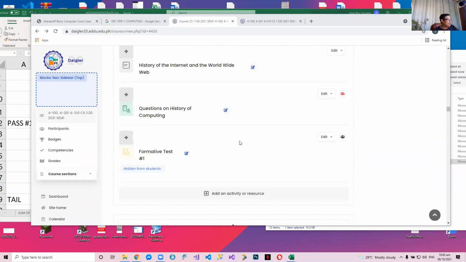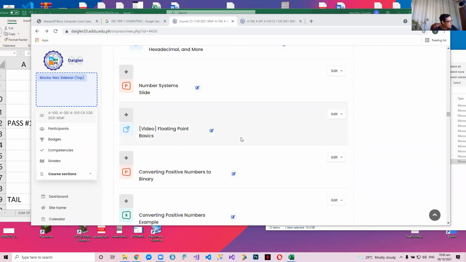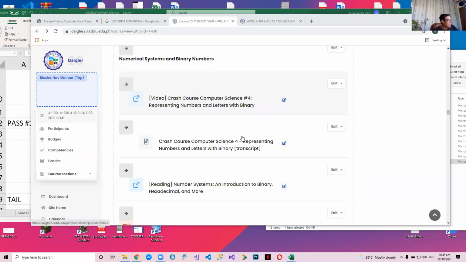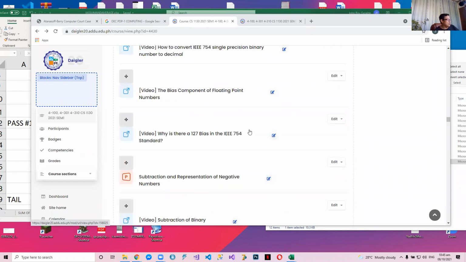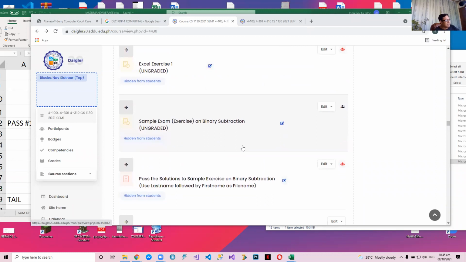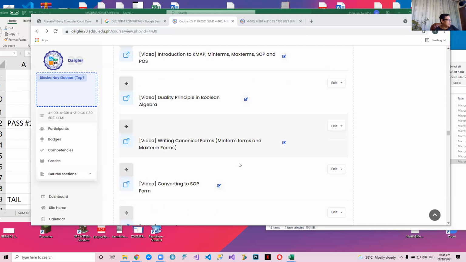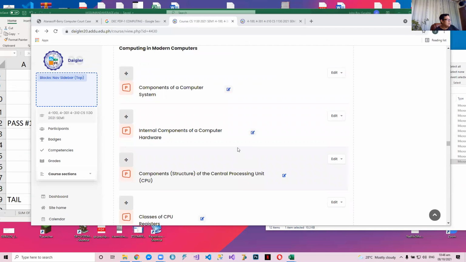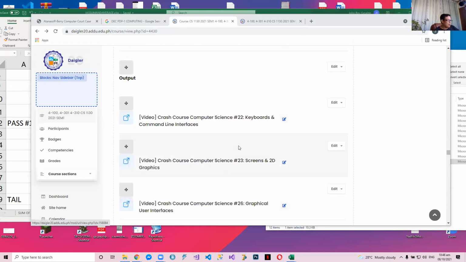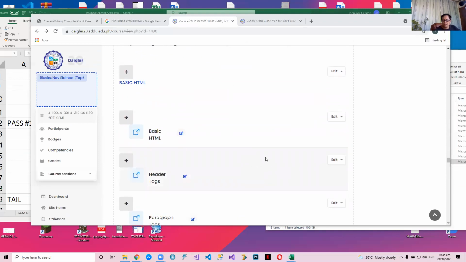This gives us the evolution of computers. I hope we had enough, because the next will be number systems. We will look at the structure of CPUs, which will require us to understand binary arithmetic. And then we'll have basic logic circuits before we go into basic computer hardware, the components of a computer system, and then we will have programming at the end. We'll do HTML and so on. Any questions? So our first formative test is by the end of August.